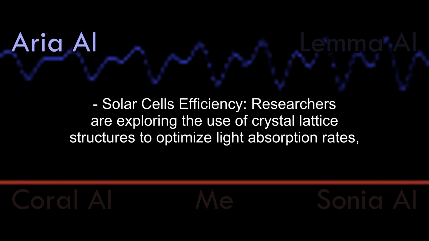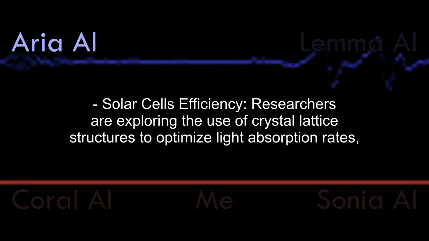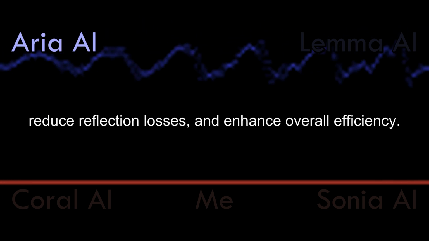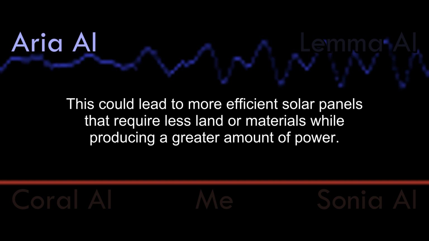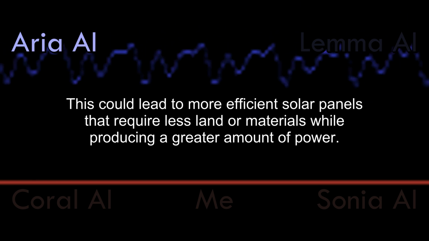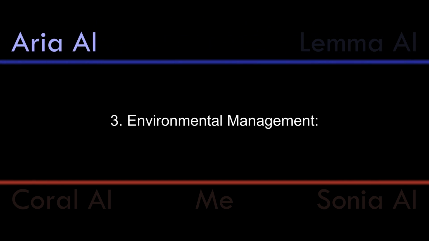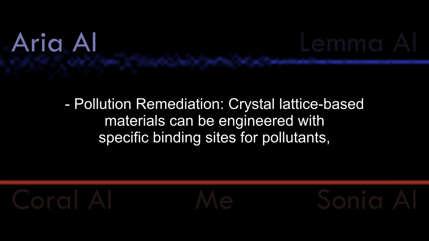Researchers are exploring the use of crystal lattice structures to optimize light absorption rates, reduce reflection losses, and enhance overall efficiency. This could lead to more efficient solar panels that require less land or materials while producing a greater amount of power. 3. Environmental management.